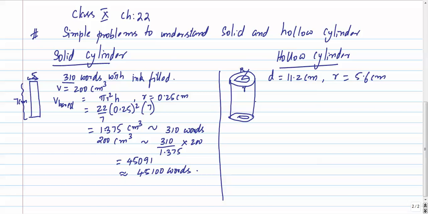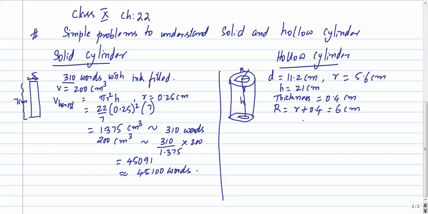And the length means in our case the height. The length is given as 21 centimeters. The metal thickness everywhere is 0.4, means what? The thickness is given as 0.4 centimeters. If thickness is 0.4, the capital radius, that is the outer radius, is r plus 0.4, that is 6 centimeters.